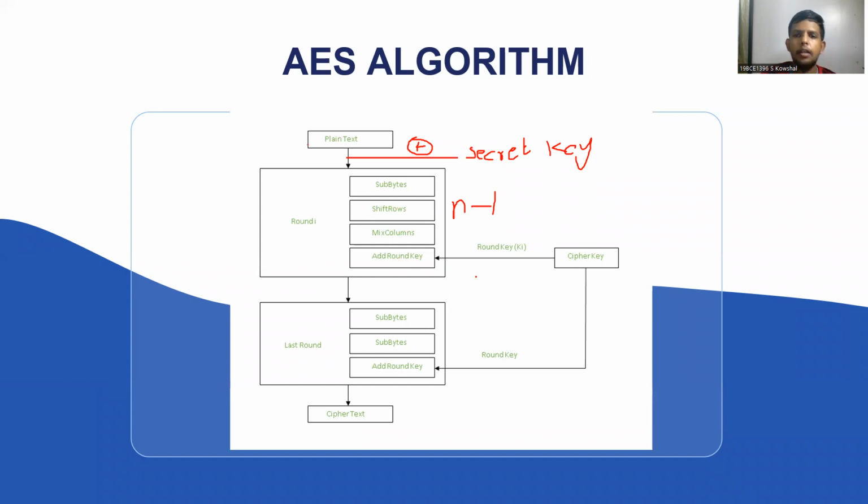After n minus one times, each and every time the cipher key gets updated based on the round. That key is used in these steps again and again, and at last the last round key is sent to the last round, where except for MixColumns, all other operations are done, and at last you get the cipher text as an output. So this is how the algorithm works in an overview. But let me give a deeper explanation of how each part works in the next slide.